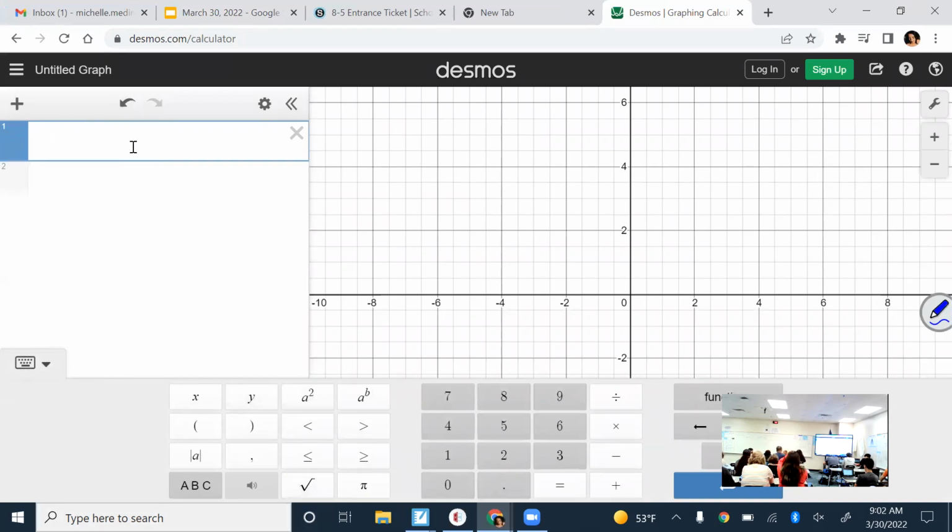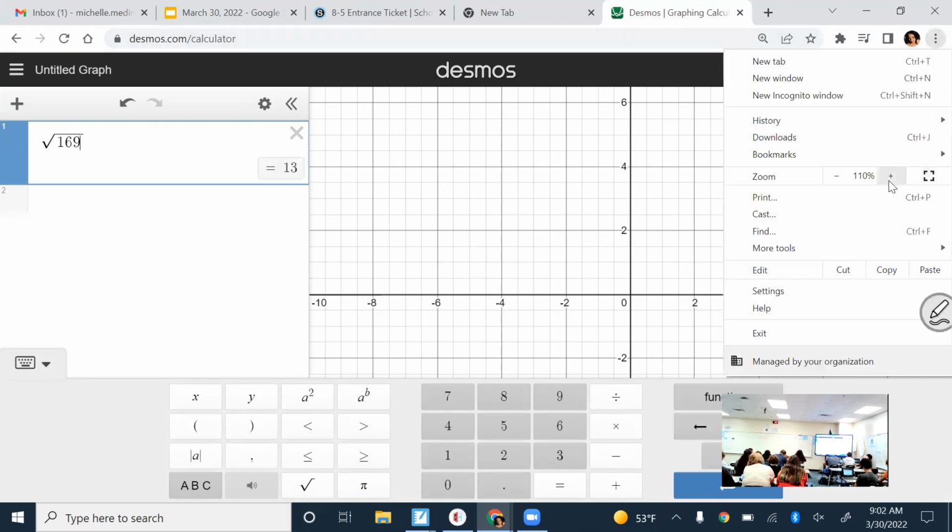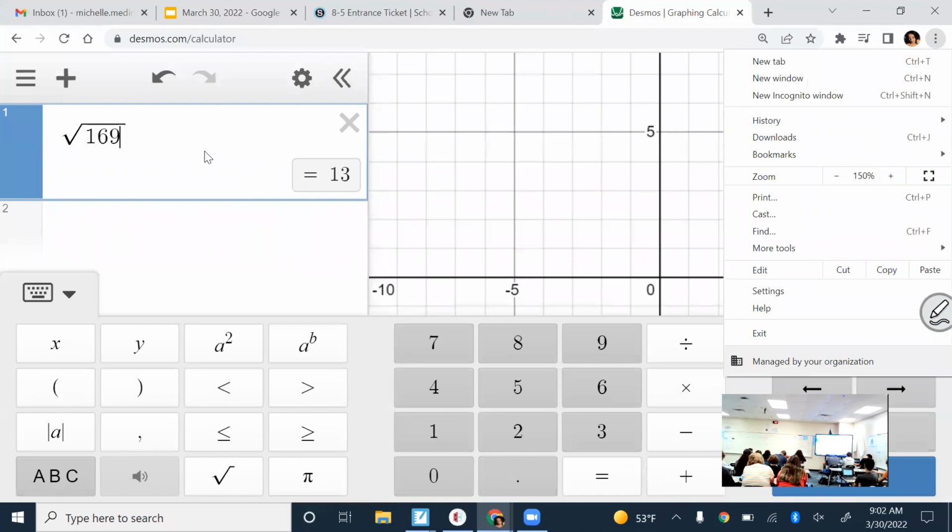For me, instead of pulling up that keyboard, I'll usually just type in SQRT. And then it turns into a square root symbol. And then I'll type in whatever number it is that I'm trying to see is a perfect square or not. So like 169, square root of that is 13. Super easy, right?